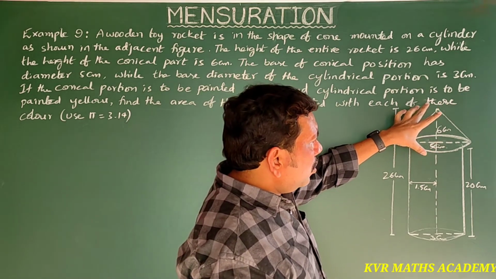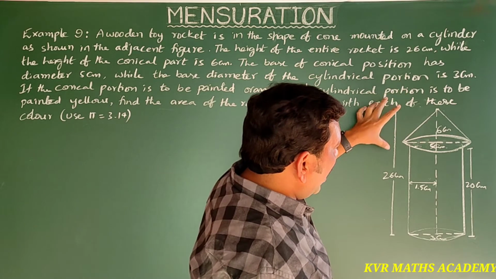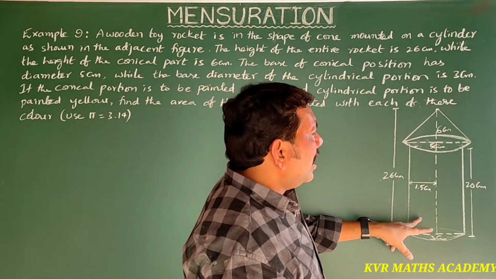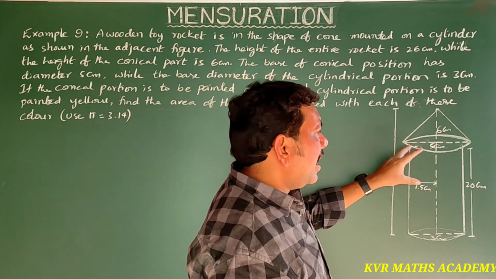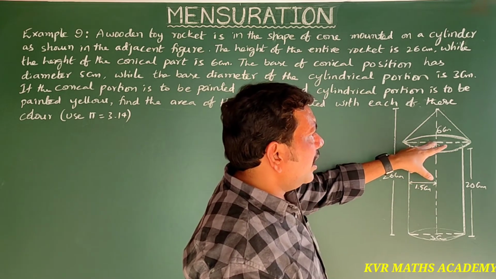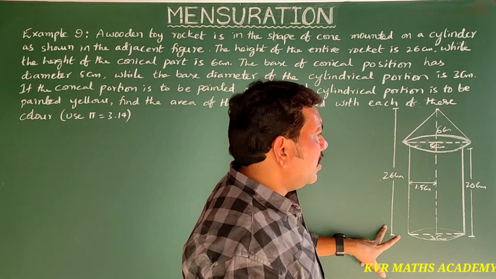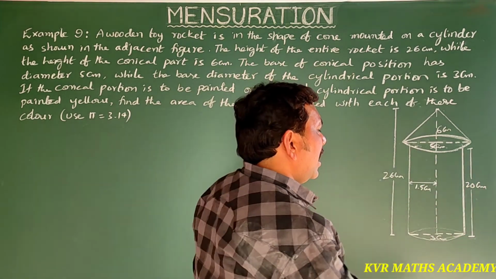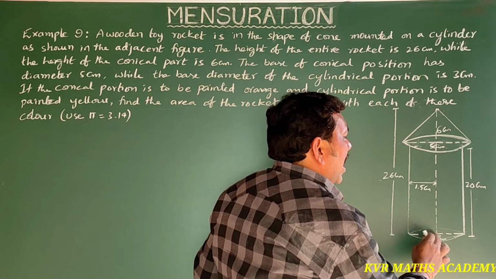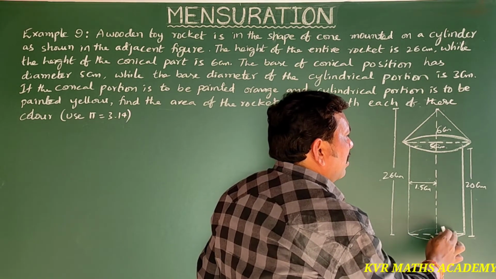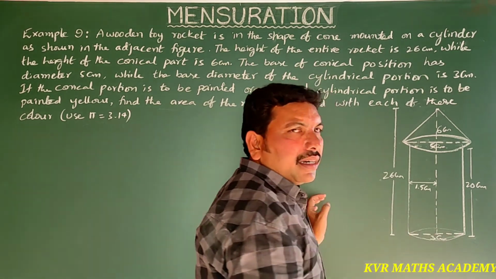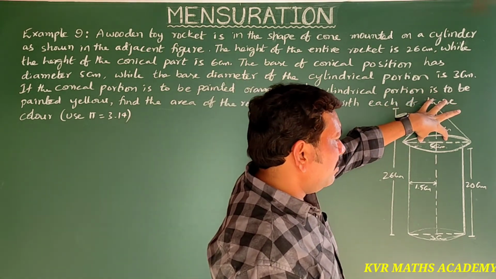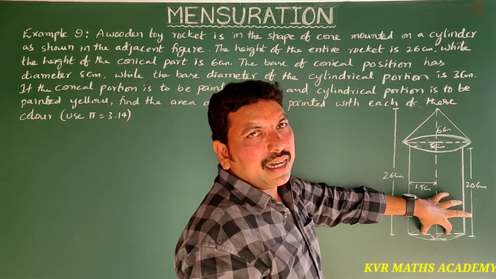Next, the whole height of this toy is 26 centimeters. Then what is the height of the cylinder? Actually, here to here is 6, total is 26. Then the height of the cylinder will be 20 centimeters, right? Also given that the diameter of the base of the cylinder is 3 centimeters. So the cone's diameter is 5 centimeters and the cylinder's diameter is 3 centimeters.